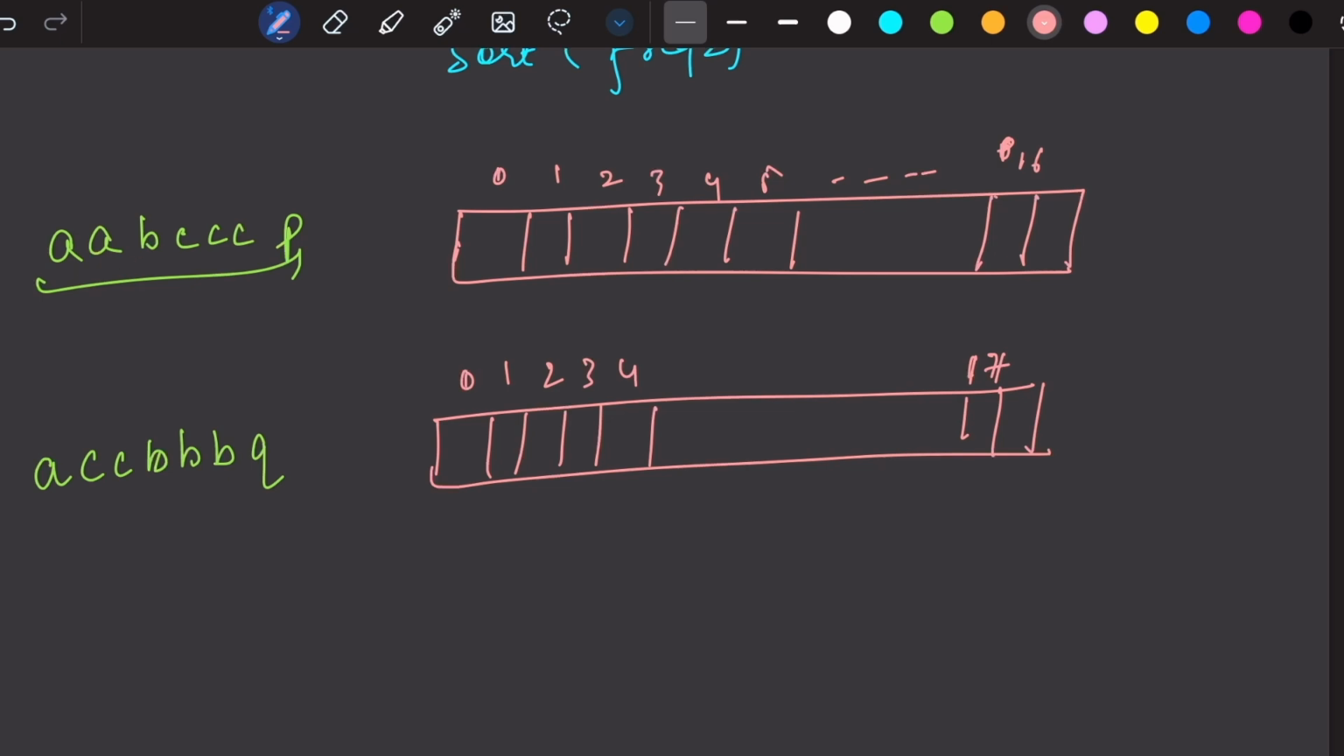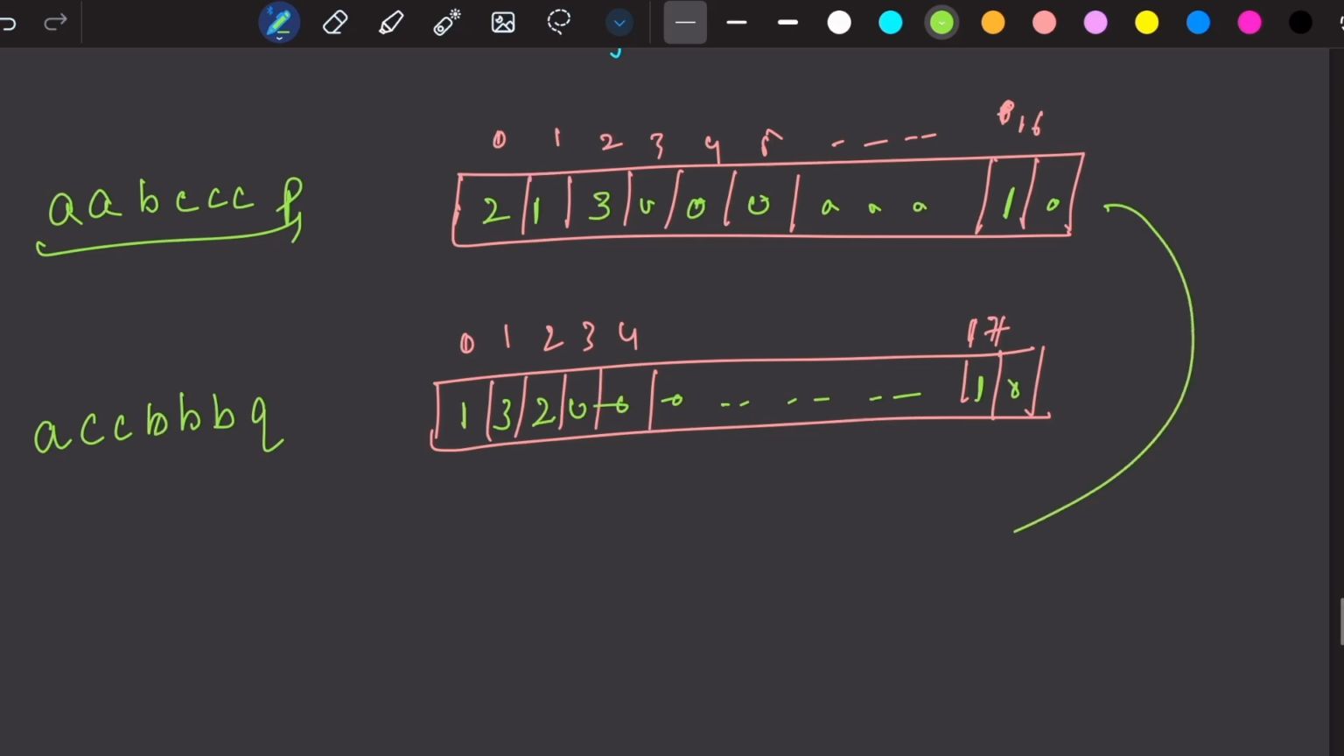So A's frequency is 2, so we will write 2 here. B frequency is 1. C frequency is 3. This is 0, 0, 0. And for this, it is 1. Now for the other, A is 1, B is 3, C is 2, and this is 1. And all others are 0, right? 0, 0, 0, 0. Similarly here 0 for all.